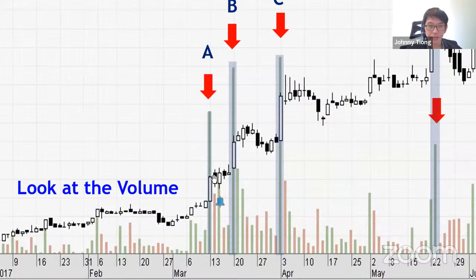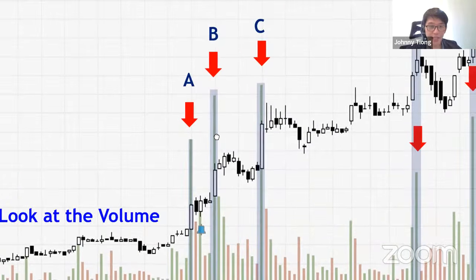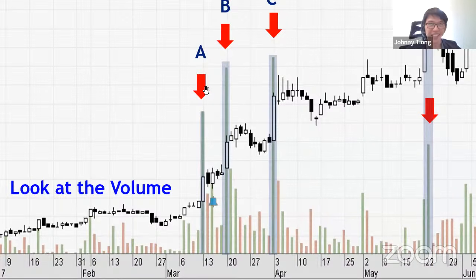We look at candle A. You see the candle is basically closed in zone 1. So what does it tell us? In this day A, there is a lot of buying pressure.